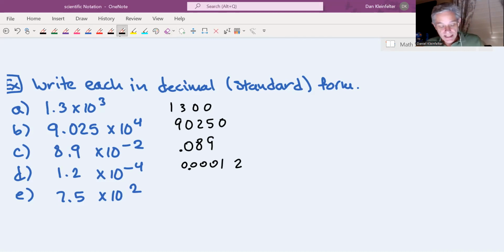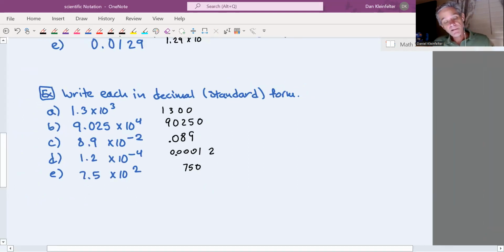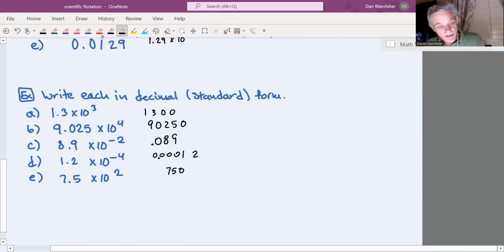7.5 times 10 to the second power. Right now, the decimal point was between the 7 and the 5. We're going to multiply by 100, so that moves the decimal point to the right by 2 places. Okay, there's a couple I've done. Next, we'll have a couple for you to try.